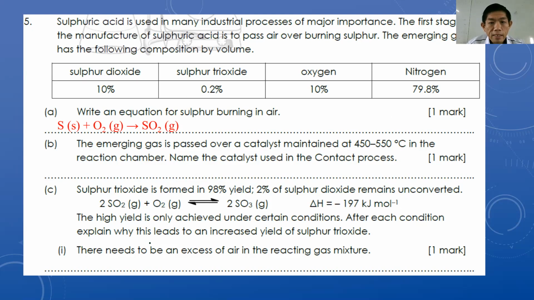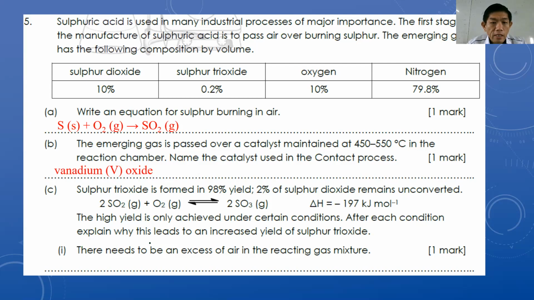B, the emerging gases are passed through a catalyst maintained at 450 to 550 degrees Celsius in the reaction chamber. Name the catalyst used in the contact process. As I already mentioned in the beginning of the section B explanation, you have to memorize some of the very basic catalysts used in industrial processes. So in the contact process, you use vanadium(V) oxide.